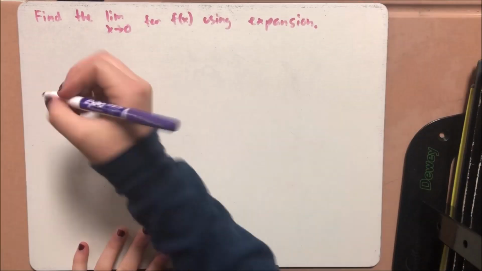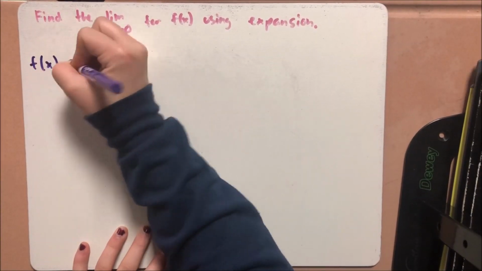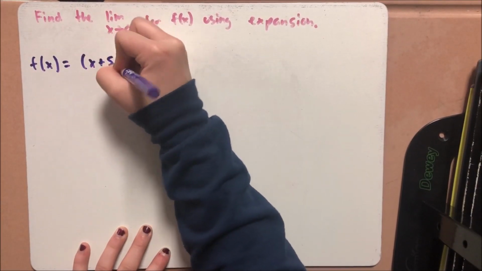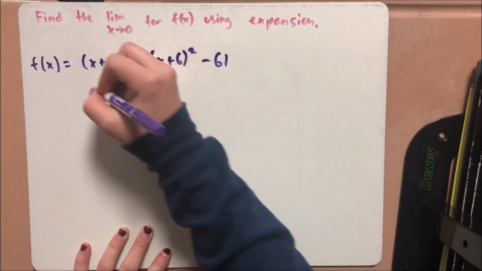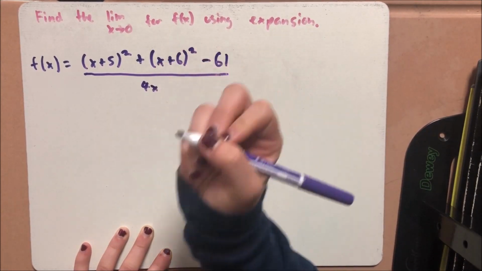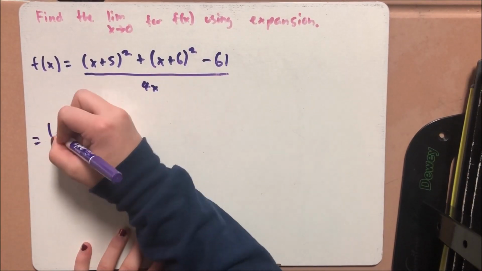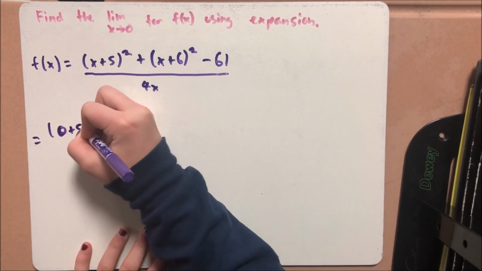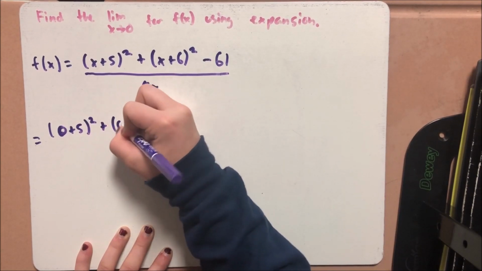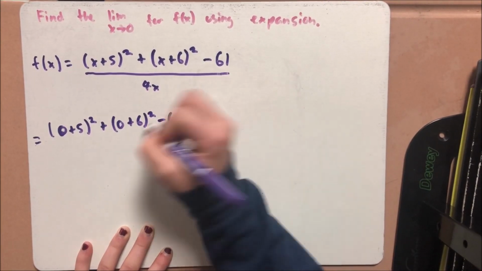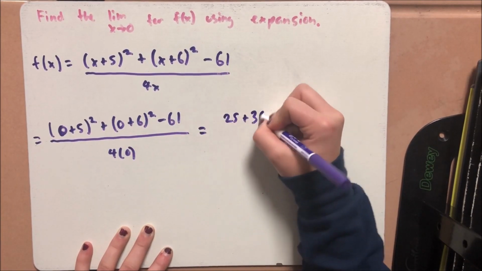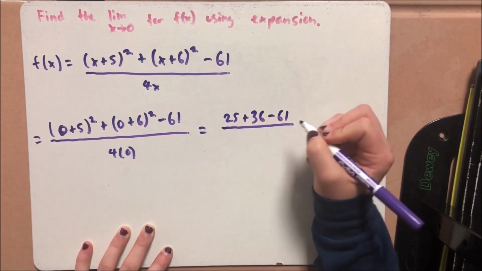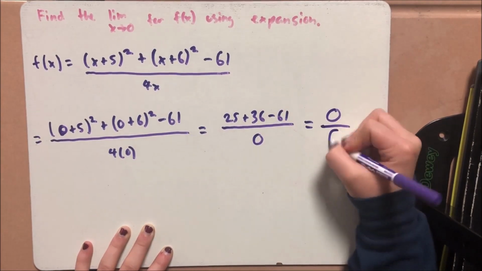For our next problem, we will find the limit of the function (x plus 5) squared plus (x plus 6) quantity squared minus 61, all over 4x, as x approaches 0. If we try to perform direct substitution, we can see that the limit will result in 0 over 0, which is an indeterminate form, and the limit is undefined. Therefore, we must expand the function completely so the resulting limit can be identified.